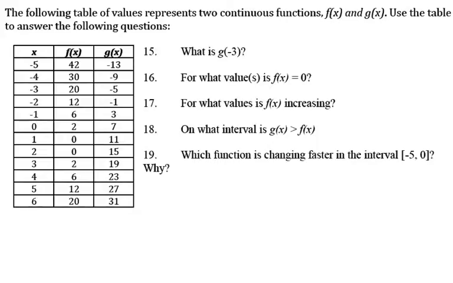Alright, now we're doing the same stuff, just with a table though. Okay, now it said they're continuous functions, so that's good to know. So g of negative 3. So let's go to where negative 3 is. What's g of x? It's negative 5, right? That negative 3 is the input. The negative 5 is the output, and that's what it wanted.